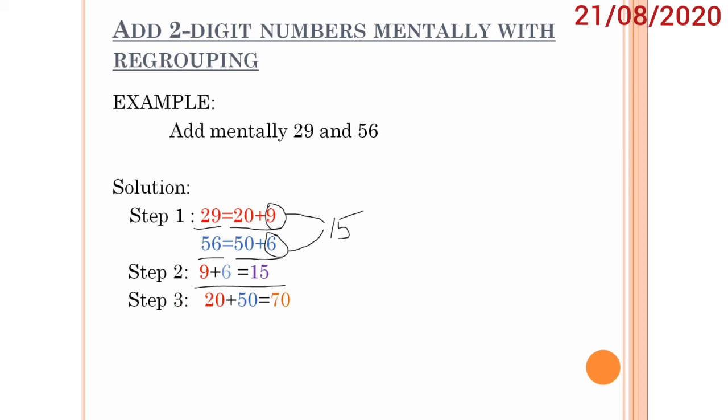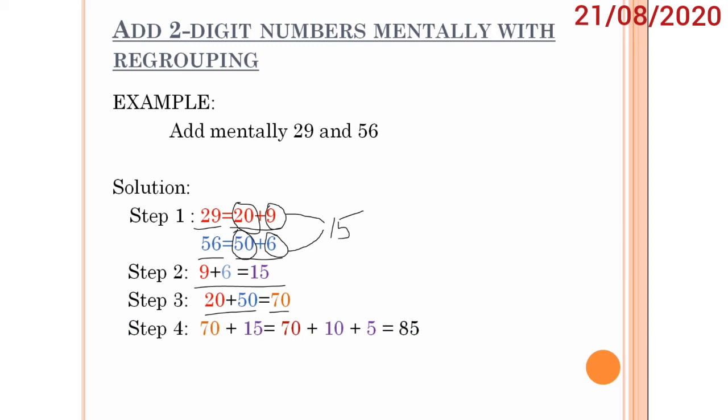Now step 3. We have to add the tens of the two numbers mentally. So what are the tens of the two numbers? 20 and 50. So we will be adding 20 and 50. So 20 plus 50 is how much, dear children? 70.